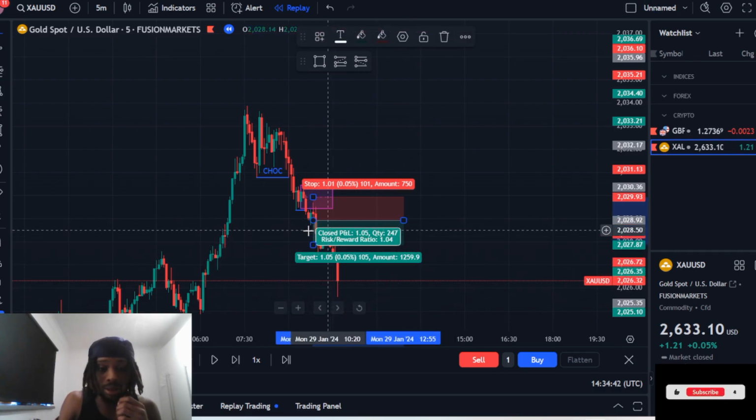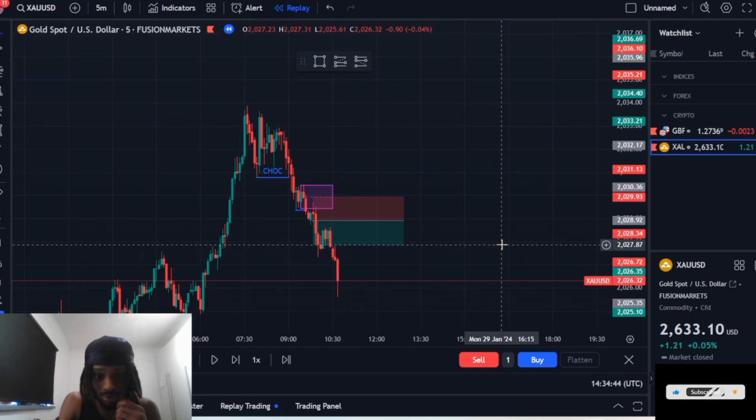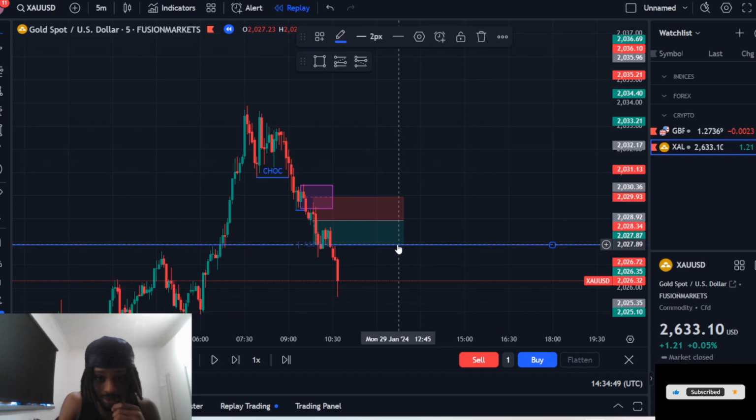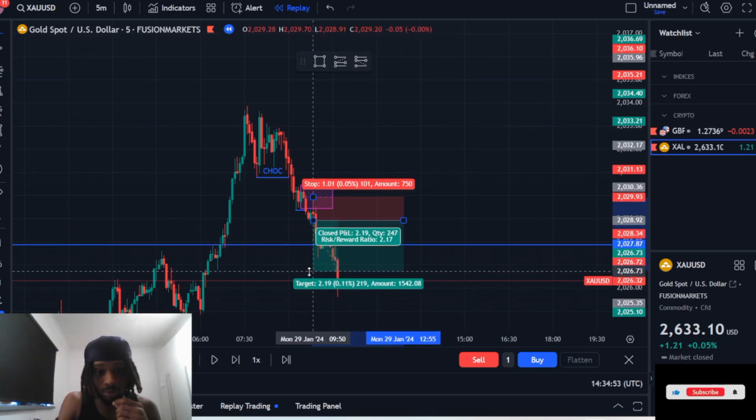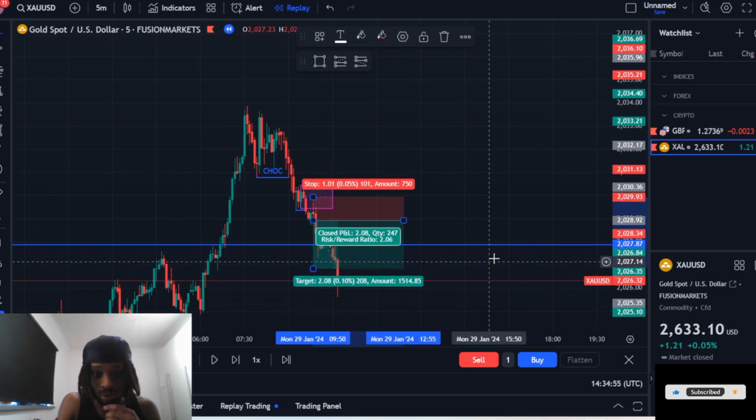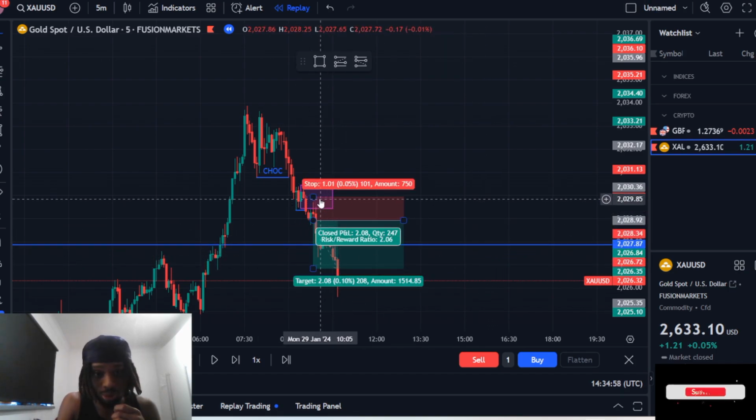I would add another position. So let's just draw a horizontal line. I would have added a position here, and then we would have let both positions run to 1 to 2. I would have added a position, moved my stop loss.